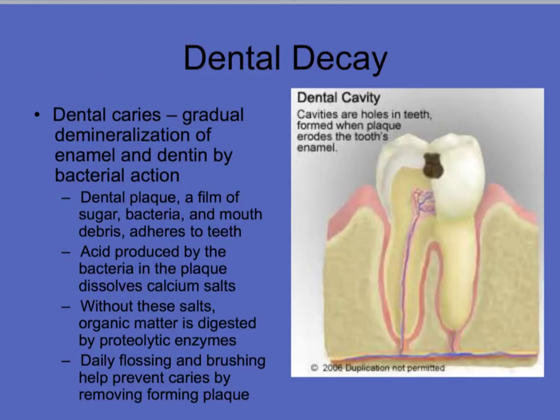Dental decay, also called dental caries, is the gradual demineralization of enamel and dentin by bacteria. So it's the bacteria that's causing your cavity. As plaque builds up on your teeth, it consists of sugar, bacteria, and other debris. It sticks to your tooth. The bacteria start to produce an acid that erodes away your tooth and eventually creates a hole. And again, you've got lots of nerve endings there, so anything that you eat or drink or even air quickly hits that nerve and hurts pretty bad.